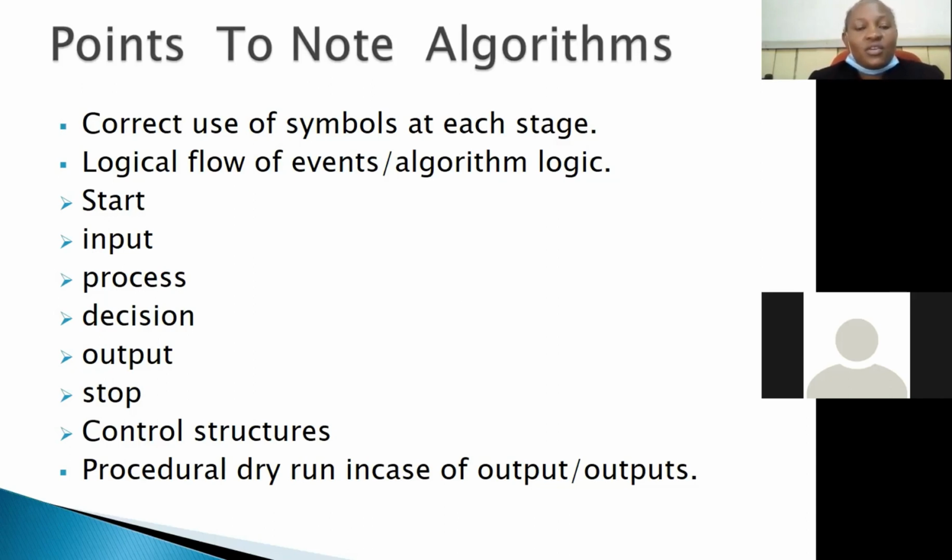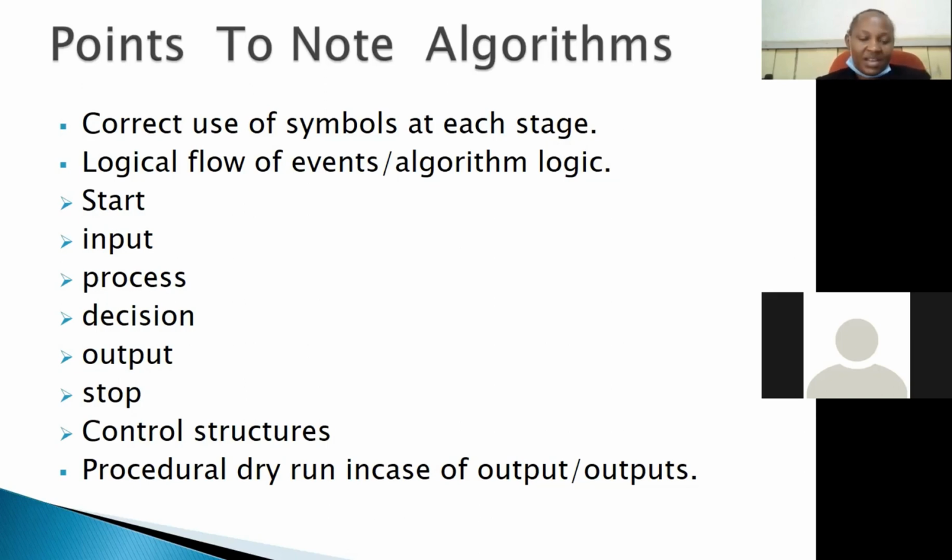Then again, as you are doing your algorithms in a question, note that it is important to have a logical flow of events. The algorithm logic comes in here. Are your events flowing in a logical manner, the way they are supposed to follow one another? Don't mix up steps, because if you mix up steps at that point, you lose a mark for logic because your flowchart is not having logic. Make sure that you do the right thing and your flowchart has logic. The logical flow of events is seen.